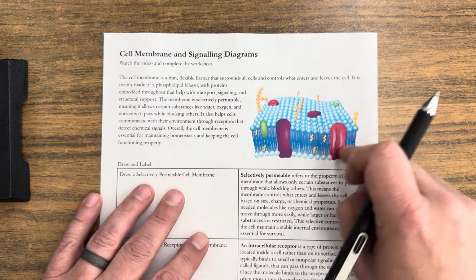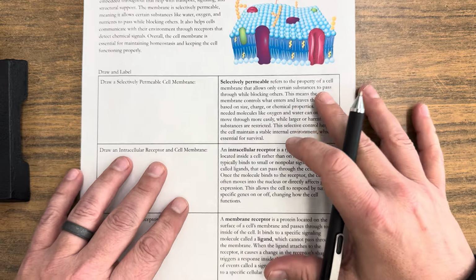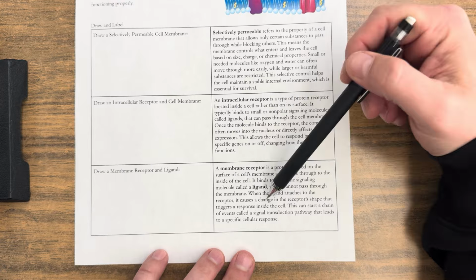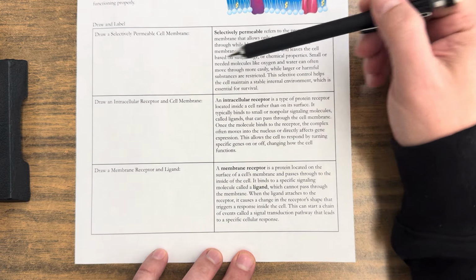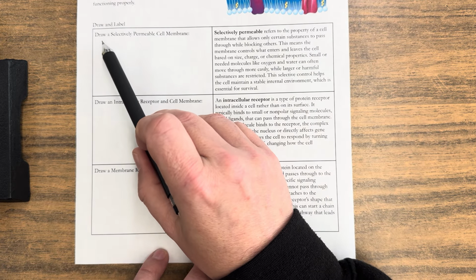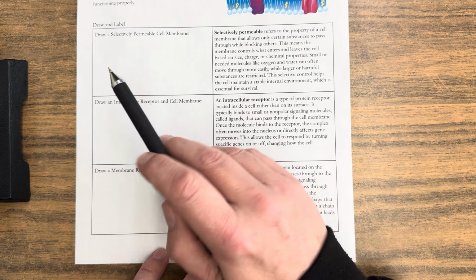We've got an unlabeled diagram here. And what I want you to do, since this should be building on our knowledge, is to read each one of these and then draw what it's telling us to draw. So the first part, draw and label, draw a selectively permeable cell membrane.